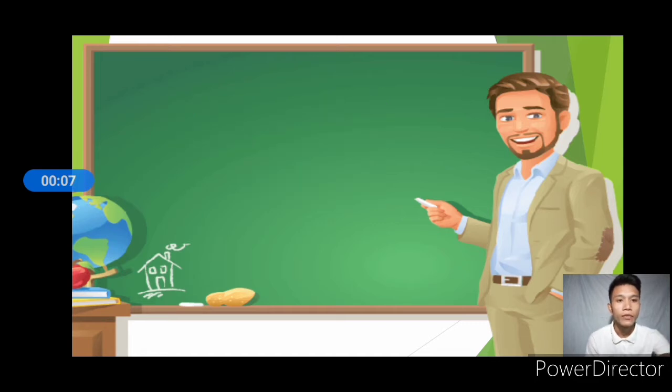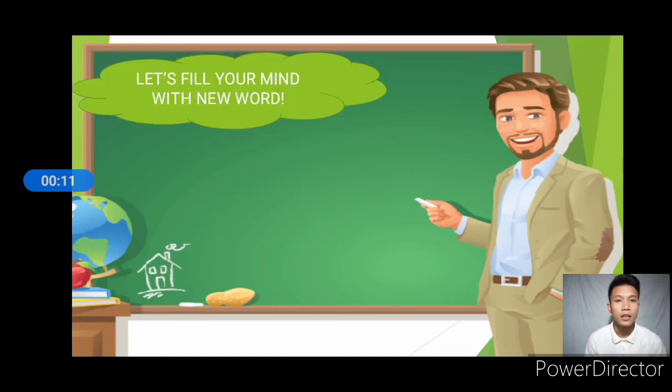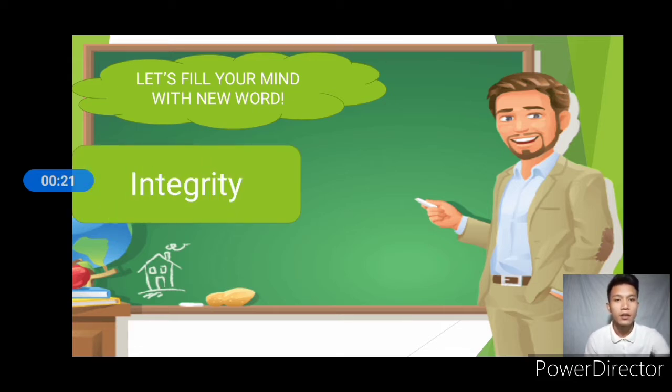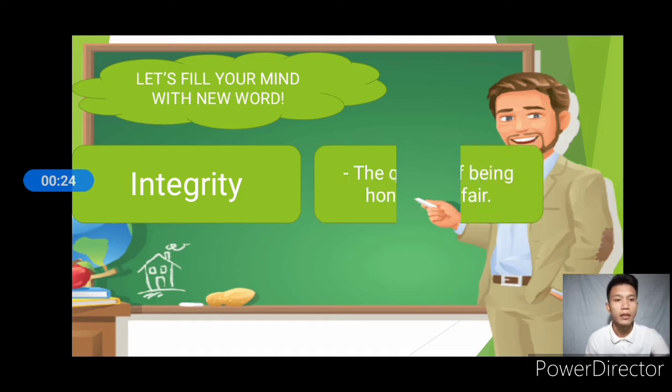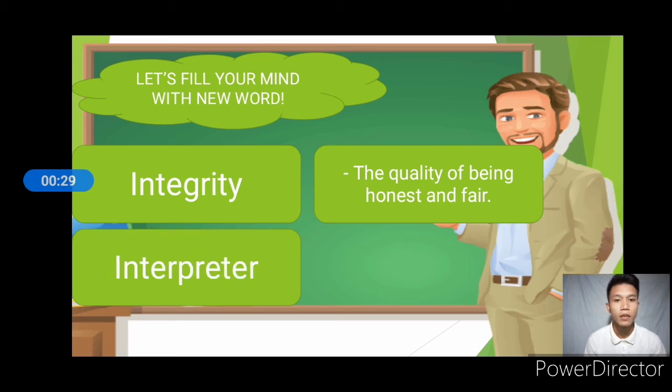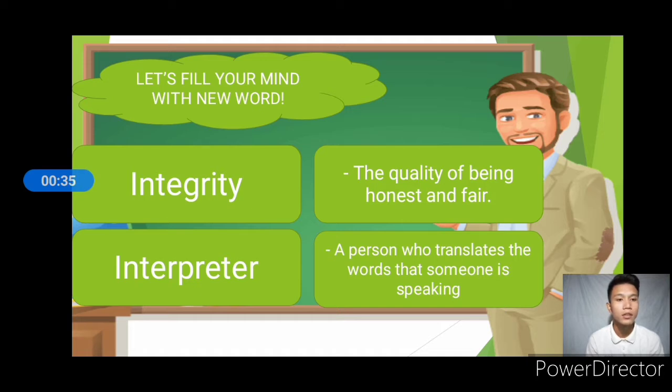In this morning, before we proceed to our discussion, let's fill your mind with new words. I have here the following words. What you are going to do is to read the following words and their meanings. The first one is integrity. Integrity, the quality of being honest and fair. The second one is interpreter. Interpreter, a person who translates the words that someone is speaking. Okay, everybody, read the following words. The first one is integrity. The second one is interpreter.